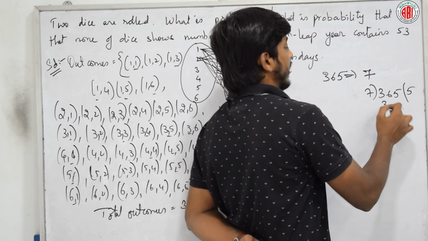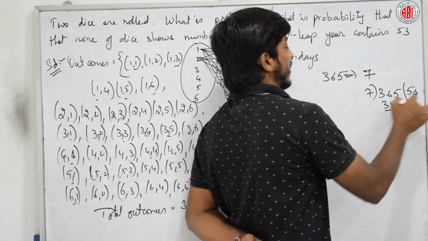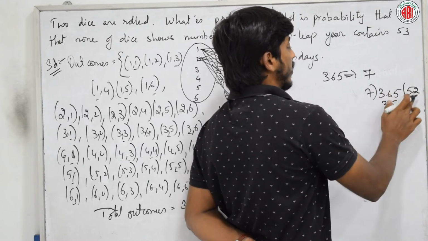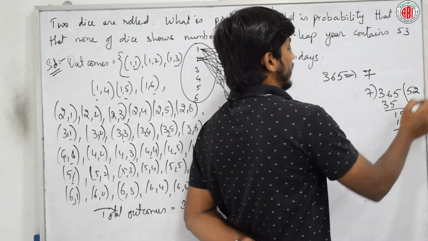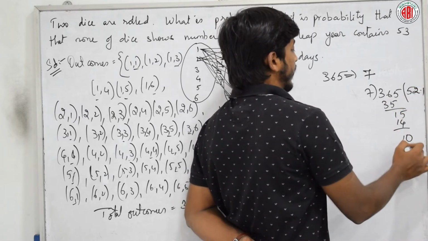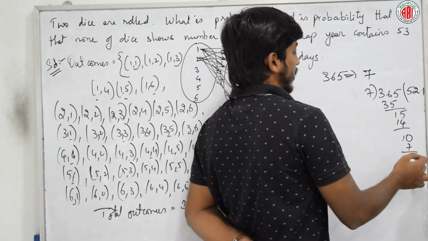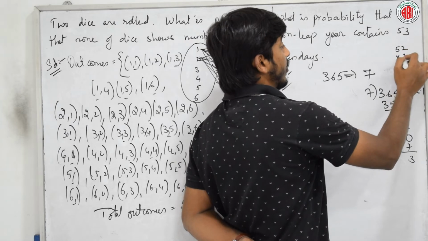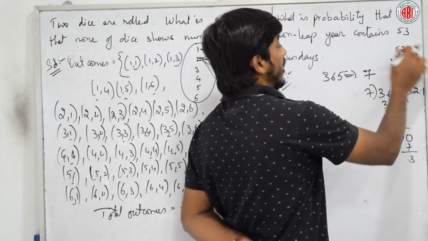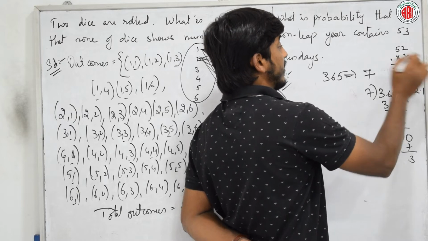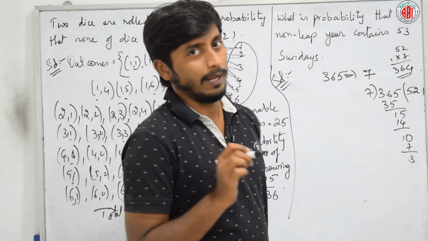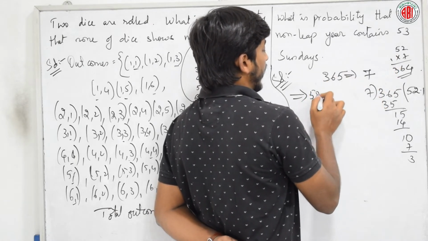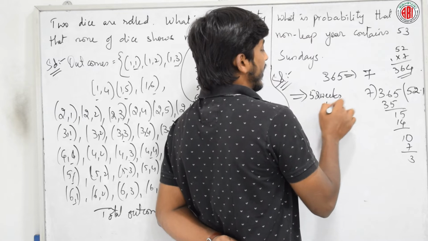Somewhere around 52 point something. So just multiply 52 into 7. How much do we get? 364 days plus 1 day. So I can write it as 52 weeks plus 1 day.